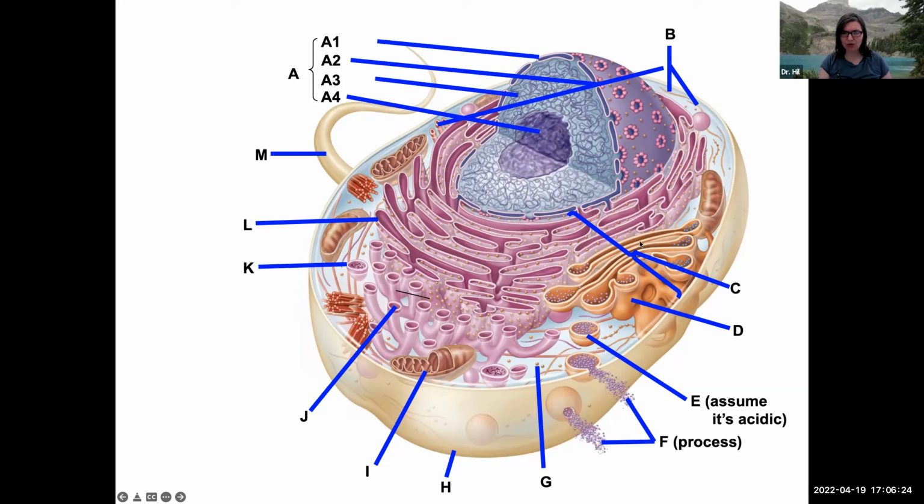Okay, Jenica, what do you think C is pointing to? It's this whole area here encompassed by this bracket. I would say rough ER. So part of it is rough ER, but it's going the whole way across. What do you think?